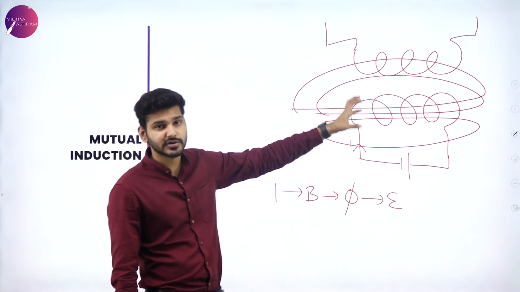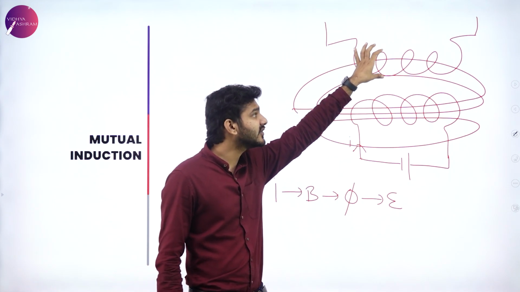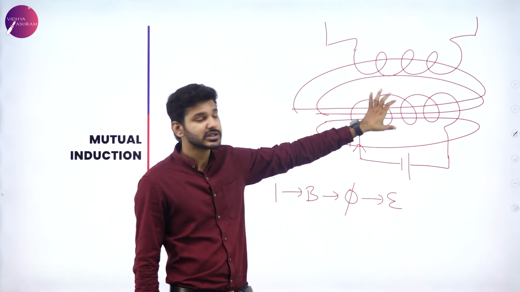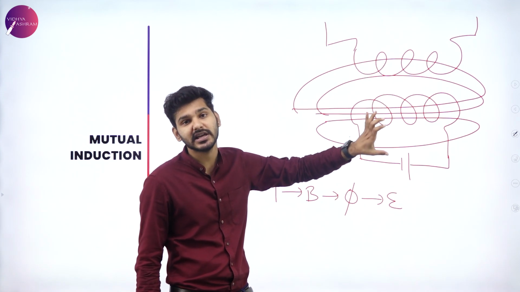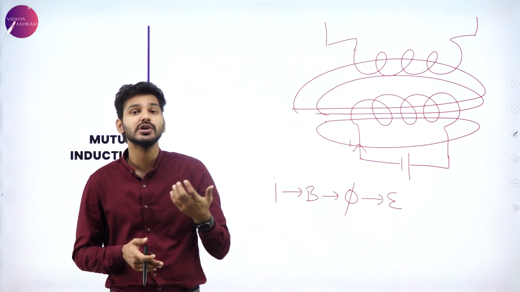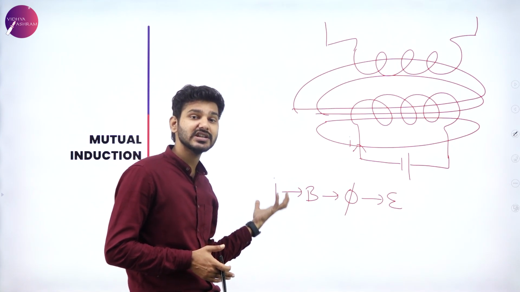Vice versa is also possible. If the magnetic field associated with this coil is changing, an EMF is produced in the second coil. So both of these are happening simultaneously. That is the thing you have to understand here. Now mathematically we are going to prove that mutual induction is happening.